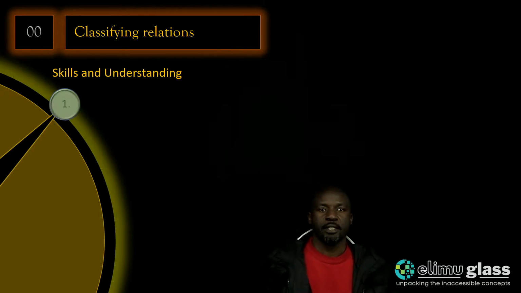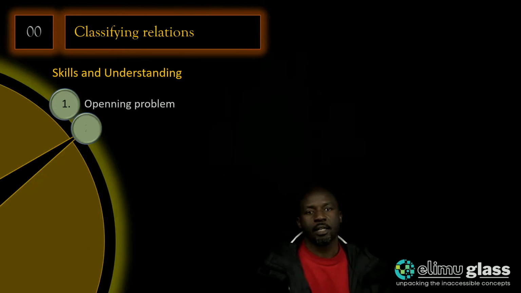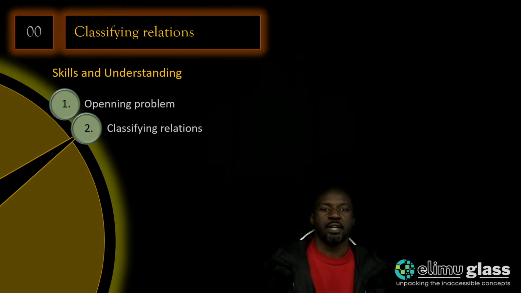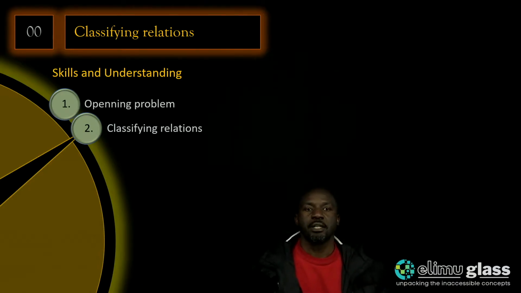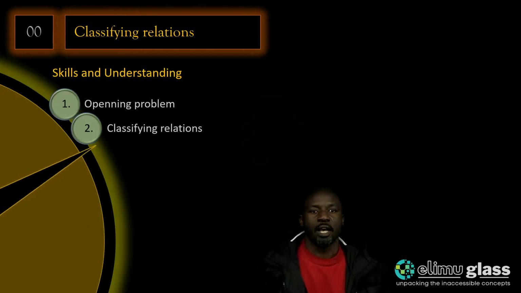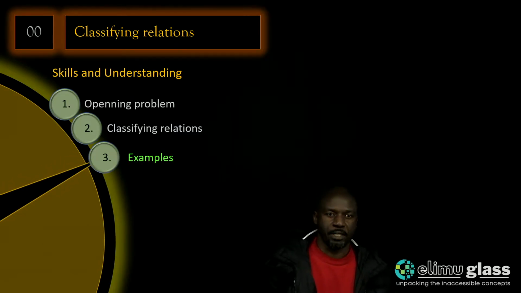The first thing is going to be just an opening problem to see what this is about. The second thing we will look at will be classifying relations. All right, we are getting to the end of this so that we can start with functions proper. So we will classify relations, and this will really make us understand how this connects with functions. After that, we'll look at some of the examples.